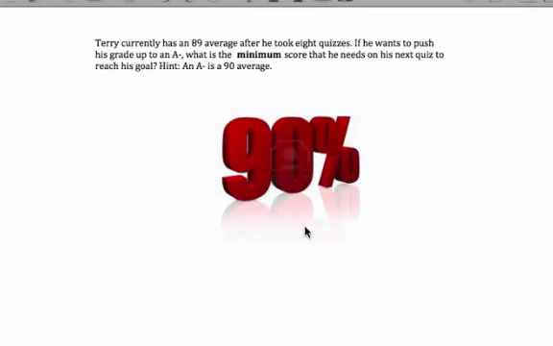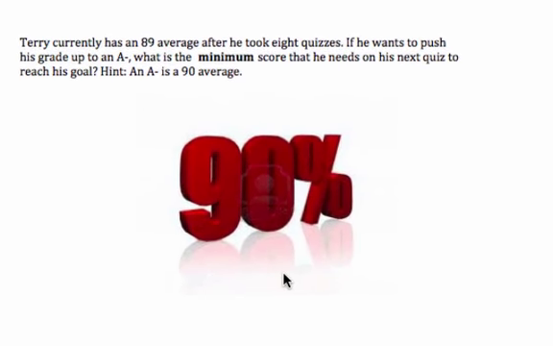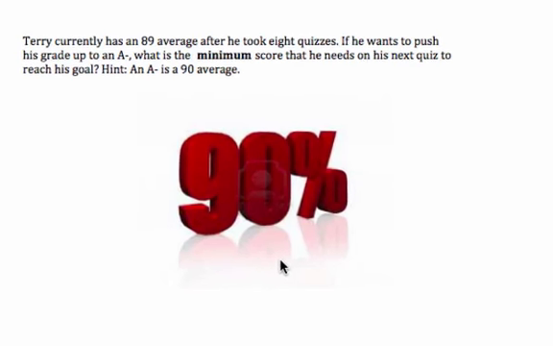Terry has an average of 89 after he took 8 quizzes. If he wants to push his grade up to an A minus, what is the minimum score that he needs on his next quiz to reach his goal? And remember, an A minus is a 90%, a 90 average.